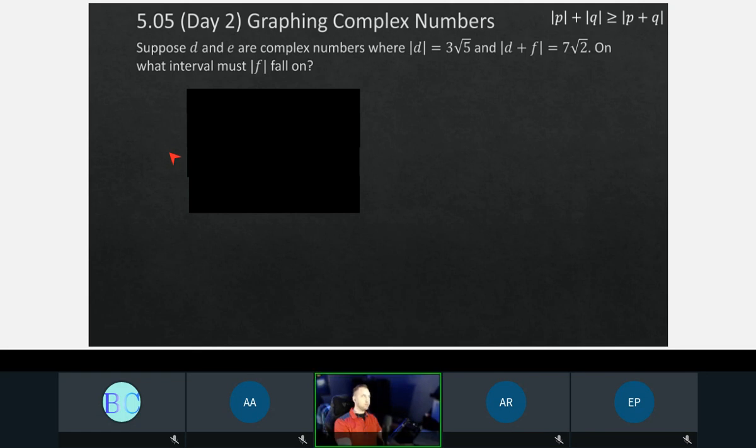Modulus. There you go, the modulus. Yeah, so absolute value of a complex number, same thing as calling it the modulus. There, it's the same thing. The modulus. Okay.